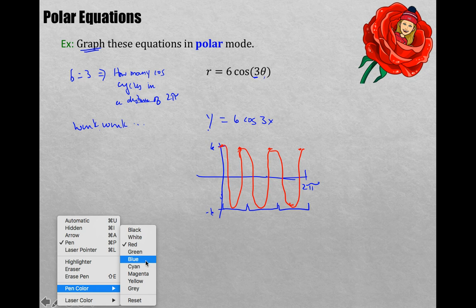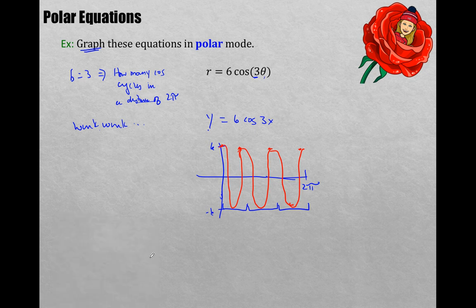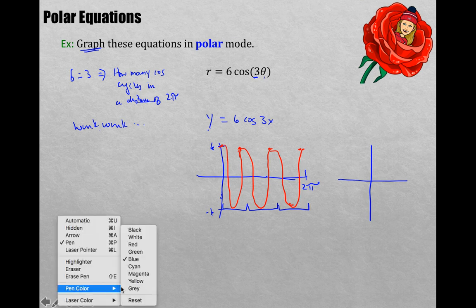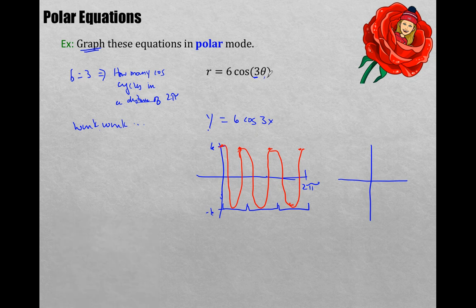When I'm going to graph this in polars, it's still saying the same thing. It's still saying that you're going to put in theta, right? And talk to me about when theta is 0. What are you going to get? Theta is 0, 3 times 0 is 0, cosine of 0 is 1, 1 times 6 is 6. So I'm going to radiate out. My radius is 6 when theta is 0. I didn't rotate any.